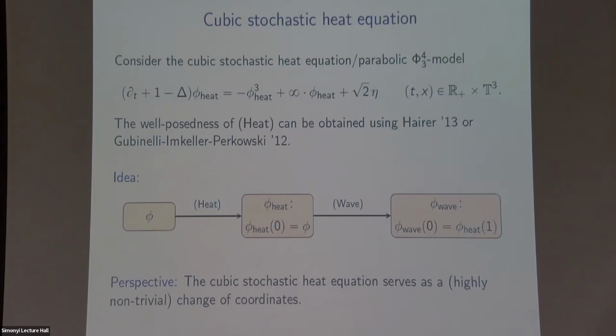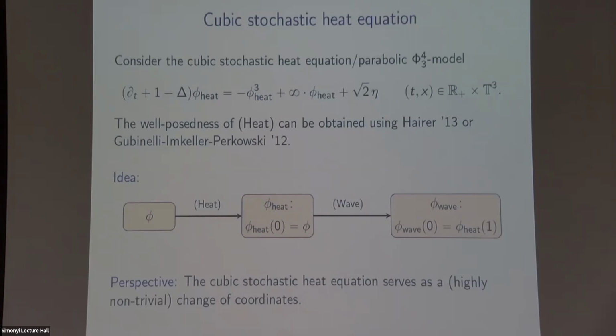So the perspective you should take is the following. You should view this cubic stochastic heat equation as a somewhat non-trivial change of coordinates. It's a change of coordinates that Martin Hairer got a Fields medal for. But does this mean that, realistically, if we didn't have this whole stochastic machinery, when I take something and propagate it with the heat equation, I get better regularity? You will not get better regularity, because otherwise it would not be invariant.